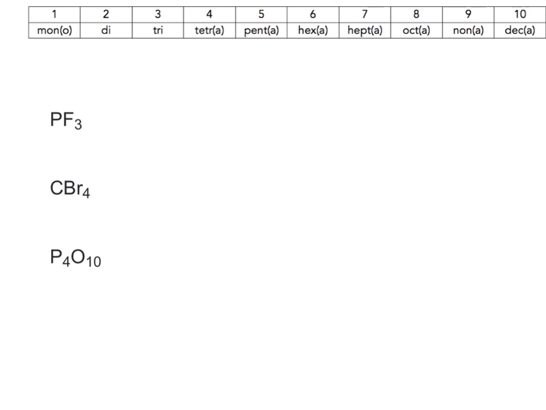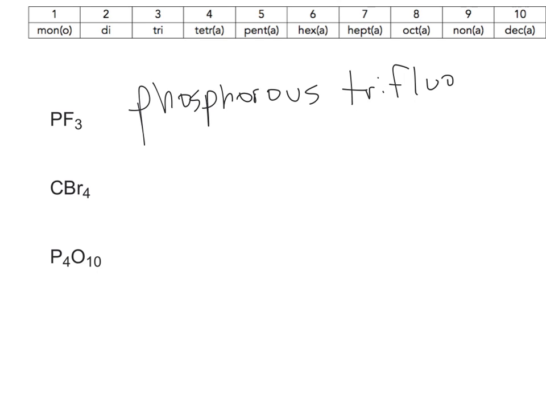Pause the video and use the prefixes at the top of the page to practice using the naming rules for binary molecular compounds. Unpause the video to check your work. The first compound is named phosphorus trifluoride, 1 phosphorus, 3 fluorides.